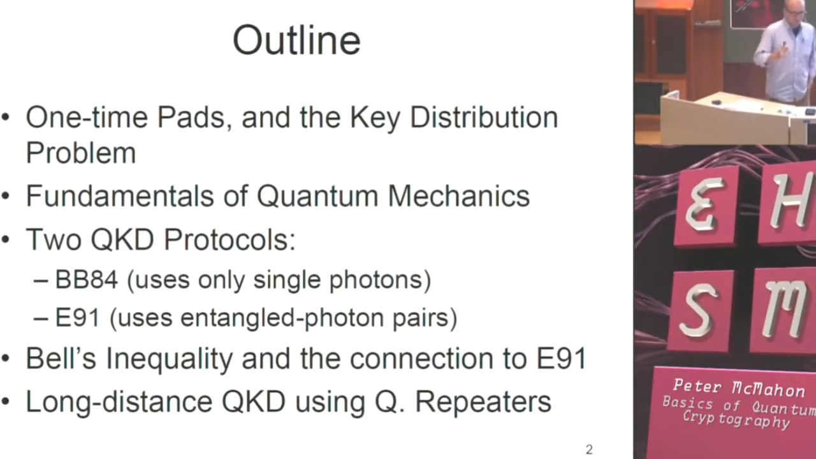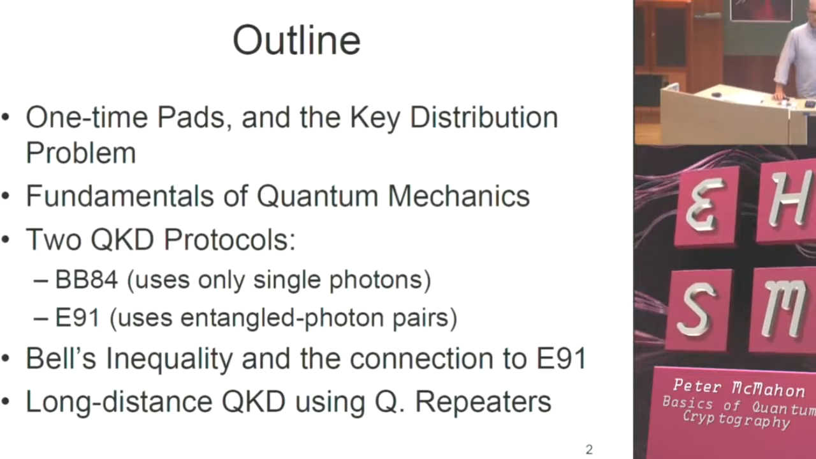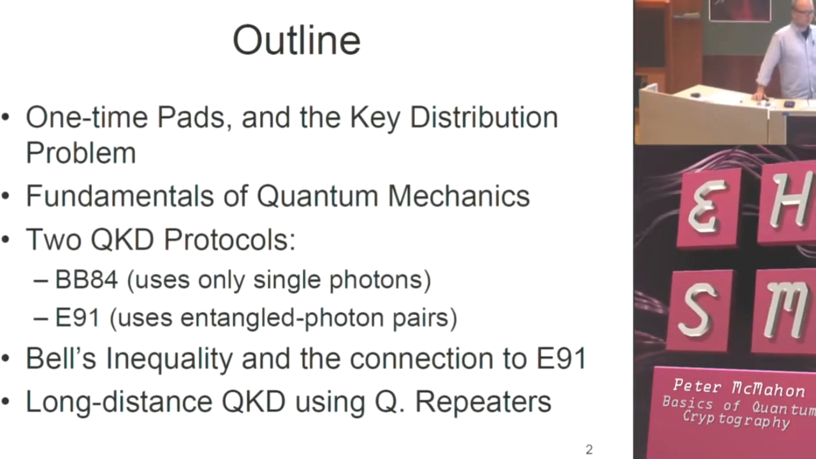So I'm going to start off with an overview of how we imagine that quantum cryptography might be used in the context of one-time pad cryptography. And I'll explain a little bit about what that is and how, if you want to use one-time pads, you have a so-called key distribution problem. And this is actually the problem that quantum cryptography solves.